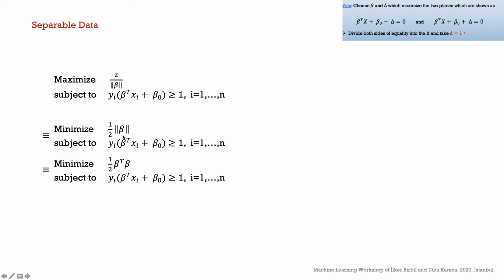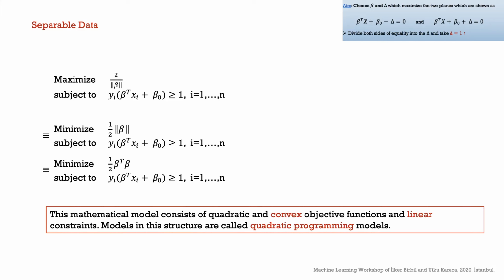And then I can write this part like here. This is a quadratic form of the norm. Please remember that this beta is a vector, and we can write the norm of the vector as a quadratic form in this example. Now I want to minimize that part subject to this inequality. Please remember that this mathematical model has a quadratic and convex objective function. This is just a quadratic form, and it is also a convex objective function.